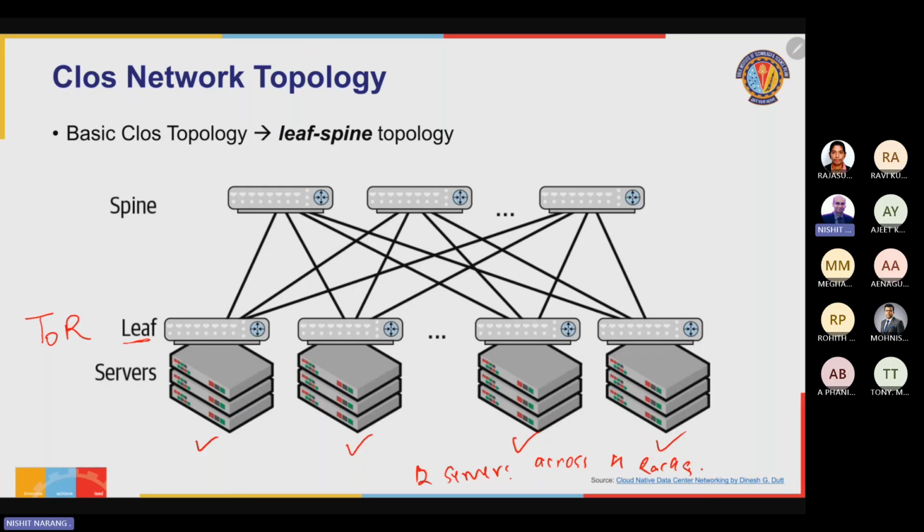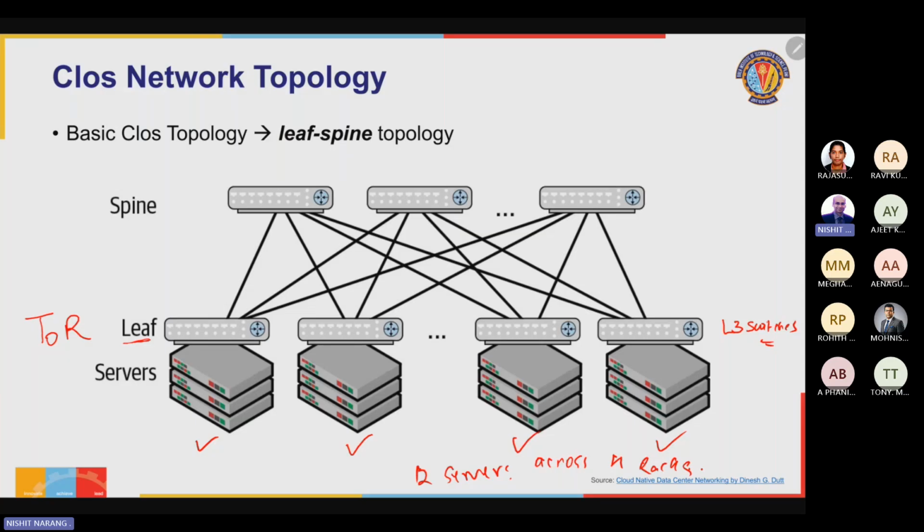Now, the leaf switches are all L3 switches. This is one big difference from the access switches of the access aggregation core. The access aggregation core were all L2 switches, whereas in the leaf spine topology, all leaf switches are actually layer 3 switches.